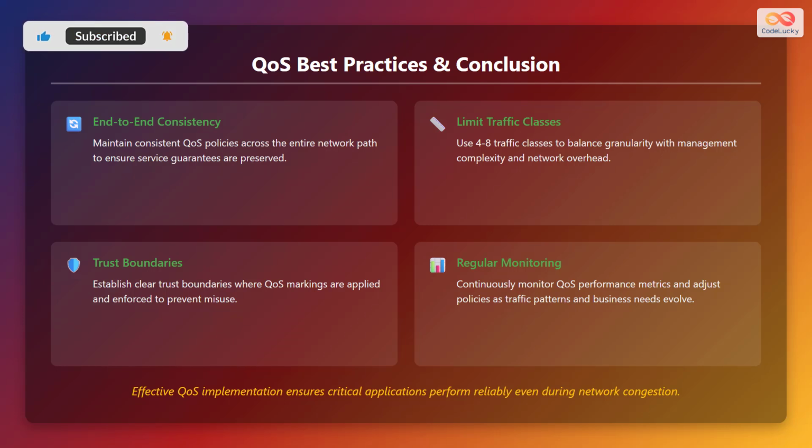Use 4 to 8 traffic classes to balance granularity with management complexity and network overhead. Establish clear trust boundaries where quality of service markings are applied and enforced to prevent misuse. Finally, regular monitoring is critical. Continuously monitor quality of service performance metrics and adjust policies as traffic patterns and business needs evolve. Effective quality of service implementation ensures critical applications perform reliably even during network congestion.